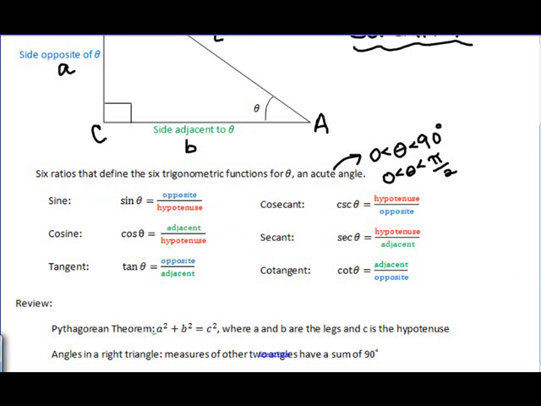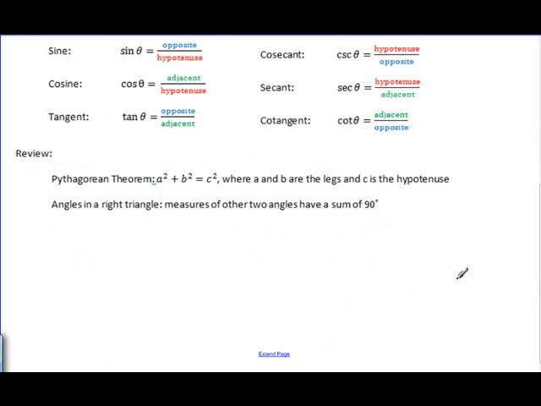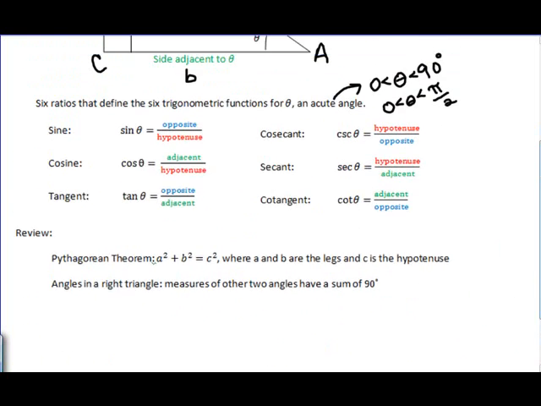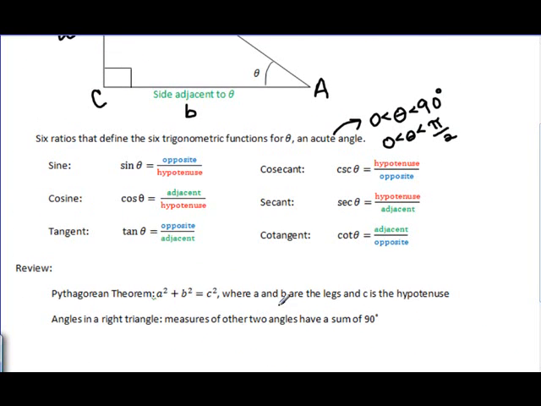Now, the other things you need to remember about right triangles are that we have the Pythagorean theorem, which is a squared plus b squared is equal to c squared, where a and b are the legs and c is the hypotenuse. And I've already covered this briefly, but angles in a right triangle, we know that they sum up to 180, so the other two angles have to have a sum of 90 degrees.